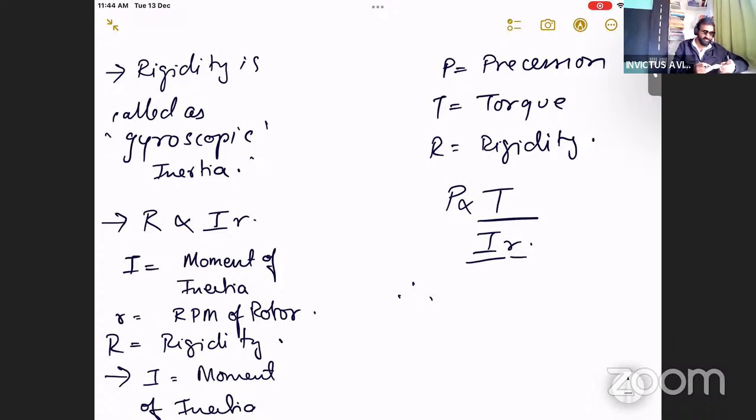Students, think about it. Study rigidity, precession, and the formula. Very important, easy to score.